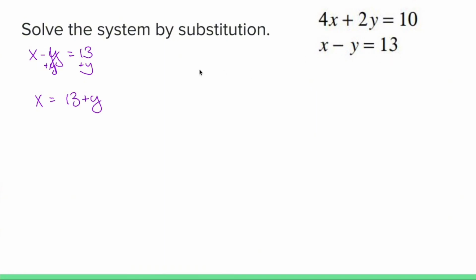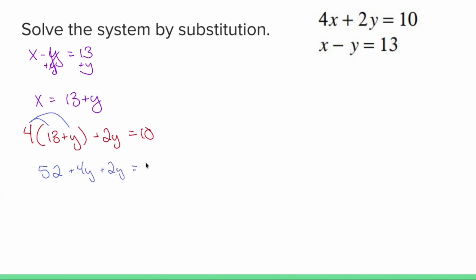Rewrite out the top equation, but replace that x with 13 plus y. So 4 times (13 plus y) plus 2y equals 10. Let's use distributive property. 4 times 13 is going to be 52, I believe. 4 times y is 4y, plus 2y equals 10. Oh, am I going to get a decimal here? No, I don't think I am.